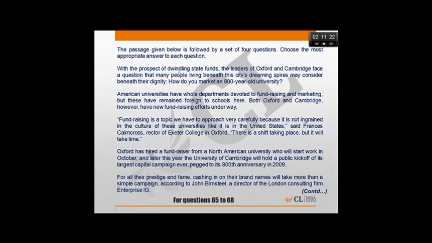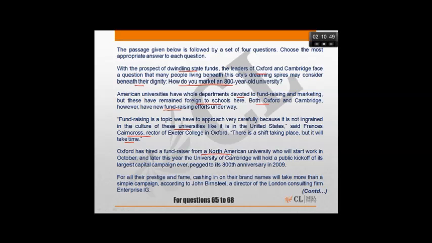With the prospect of dwindling state funds, the leaders of Oxford and Cambridge face the question of how to market an 820-year-old university. American universities have whole departments devoted to fundraising and marketing, but these have remained foreign to schools here. Both Oxford and Cambridge have new fundraising efforts underway. Fundraising is a topic we have to approach very carefully because it is not ingrained in the culture of these universities like it is in the United States, says Francis Cairncross, rector of Exeter College in Oxford. There is a shift taking place, but it will take time.